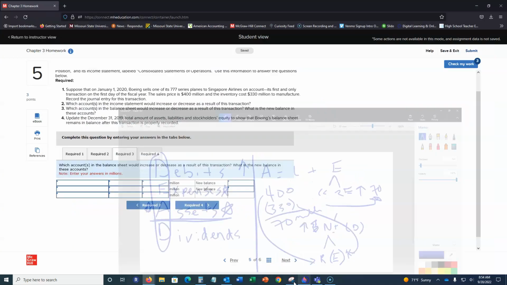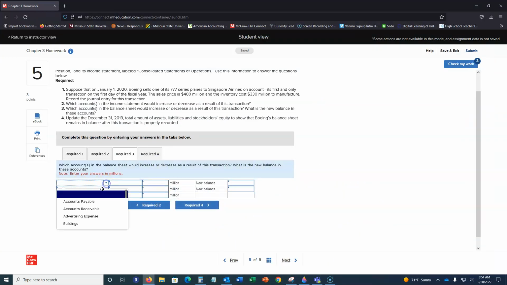So what's happened? Well, we increased accounts receivable, that's our first, by $400 million. We decreased inventory by $330 million. I'll have to come back and type that in again. It's not working, but that's $330 million. Then we got retained earnings.